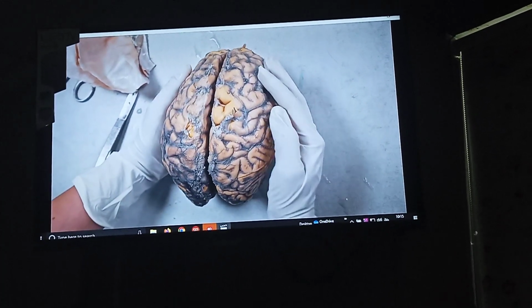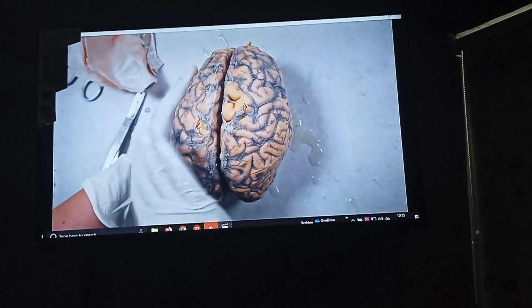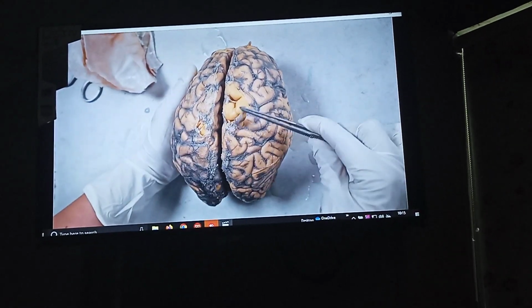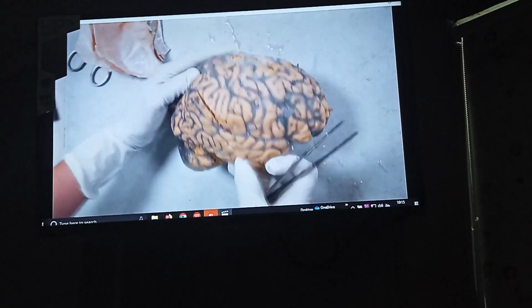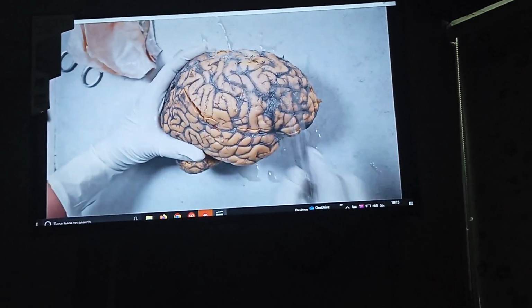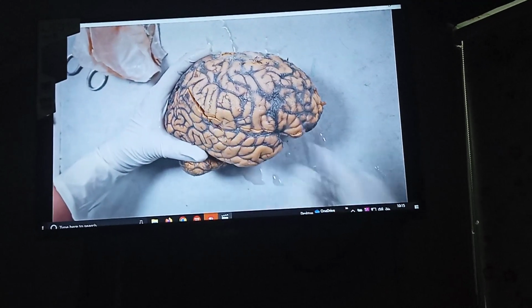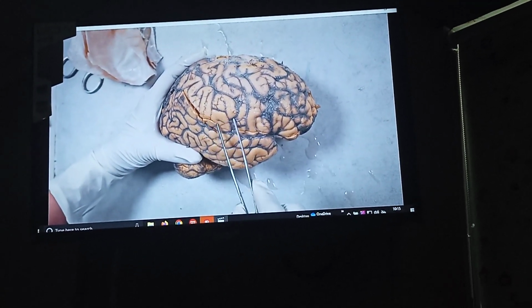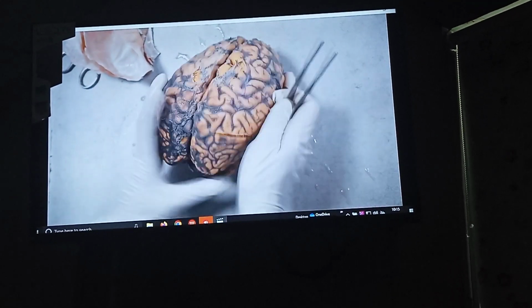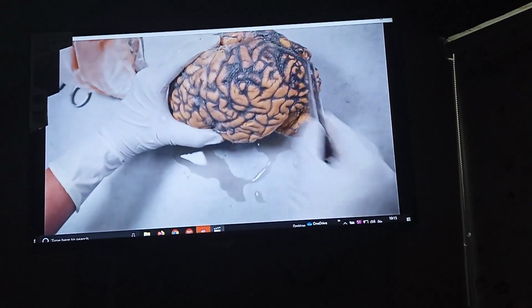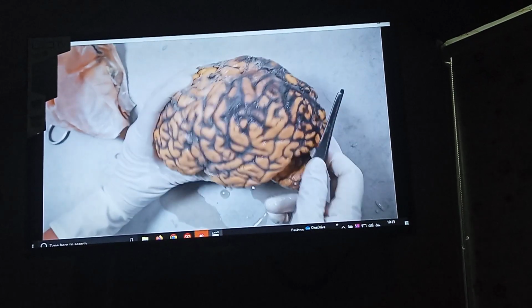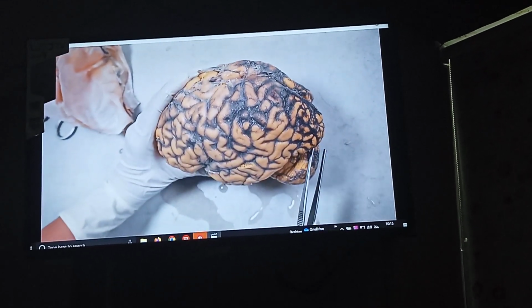The next thing you need to look at is the coverings of the brain. So these transparent coverings you're looking at is the meninges. Look carefully for any blood under the arachnoid, that's the subarachnoid space, any subarachnoid hemorrhage or any exudates. Here you can see that there is a patchy subarachnoid collection. We call that a subarachnoid staining, but there are no exudates.